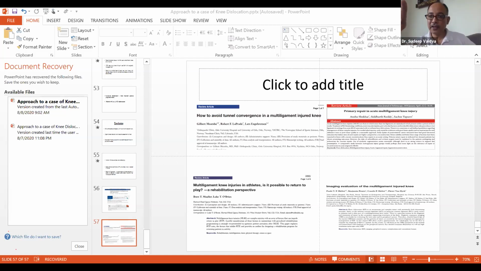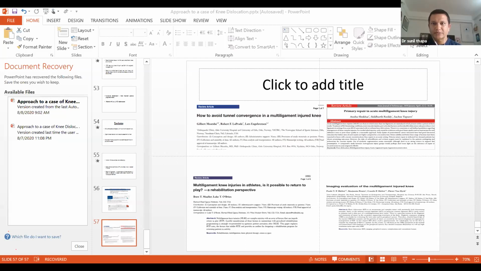Basically, you want to see whether the PCL is really functionally working or not, an intact grade 3 PCL or not. Yes, it may appear repaired, joined on MRI, but not working functionally. Yes. Okay. Thank you.